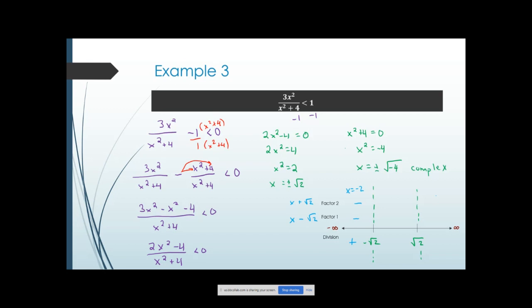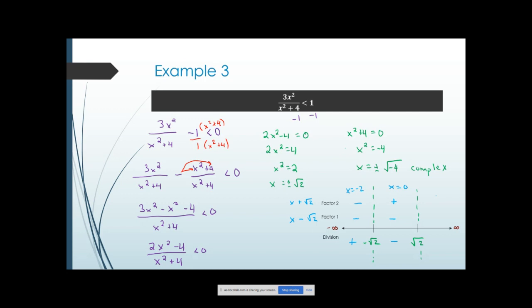Now I want to plug in a number between negative square root of 2 and square root of 2. 0 is in between there because they switch signs. So 0 plus the square root of 2, that's positive. 0 minus the square root of 2, that is negative. Positive times a negative is a negative.